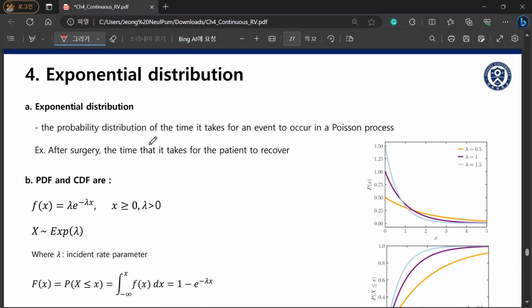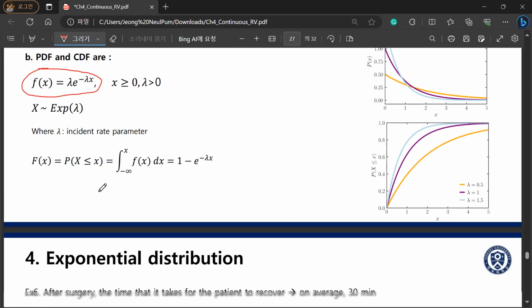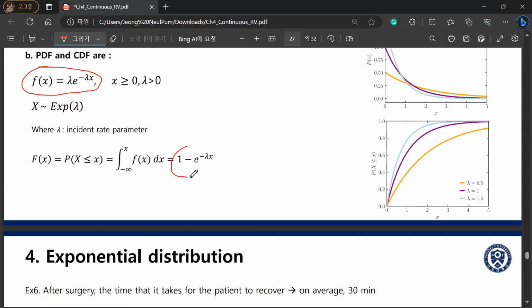And the final chapter is the exponential distribution. For the exponential distribution, the density function is this one. And there is also the CDF function here, which gives us the probability when our random variable is less than or equal to our target value.